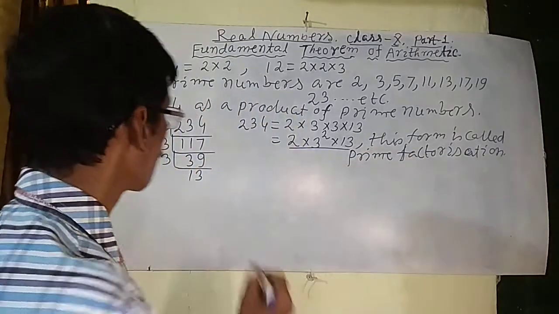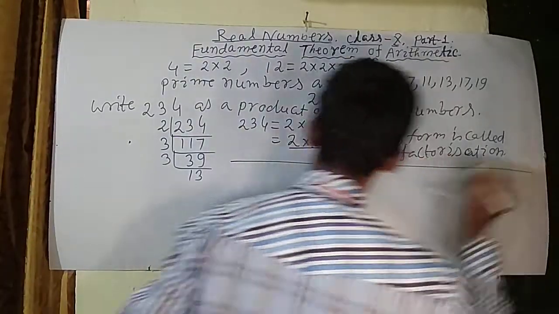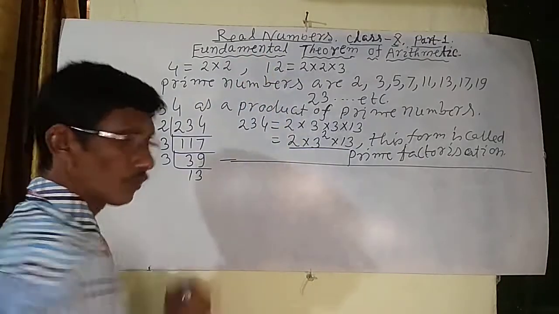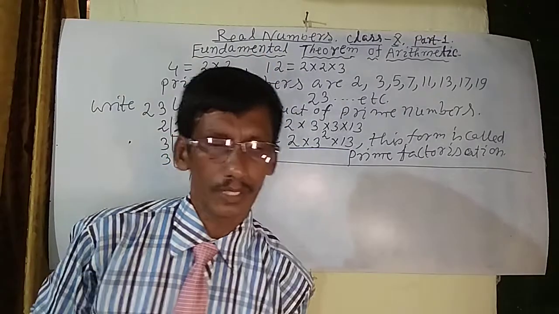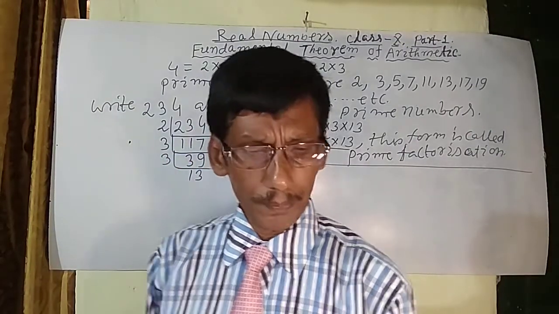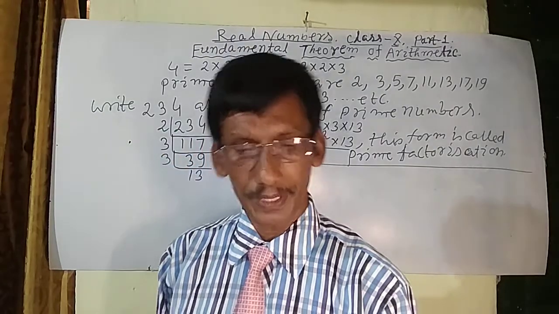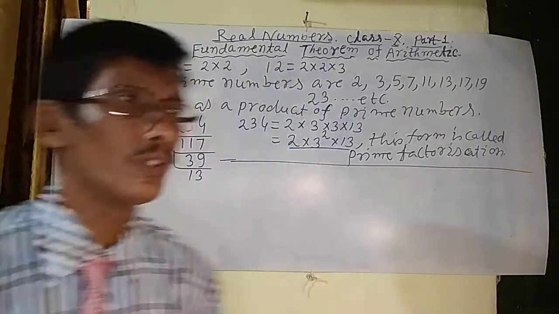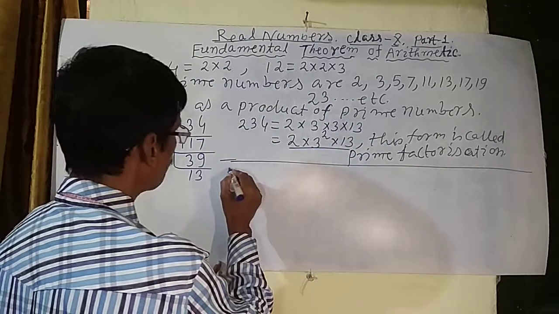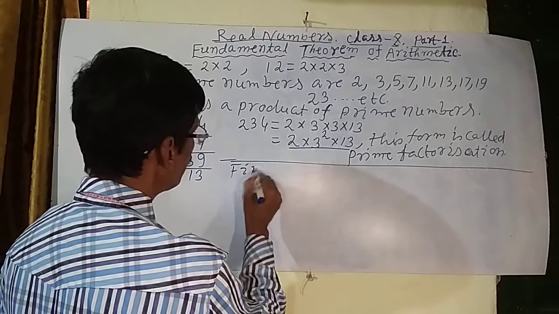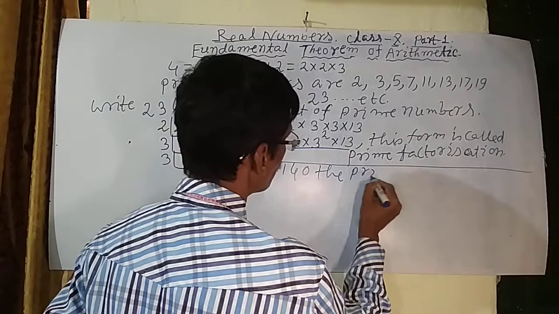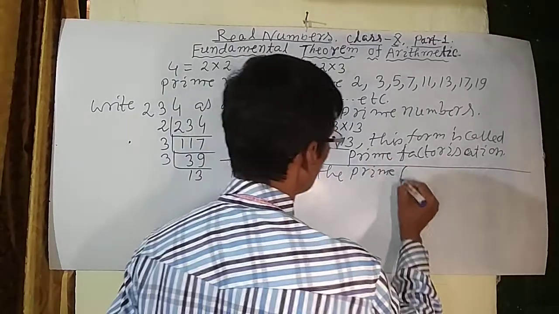Okay. Now, use of the prime factorization. Use of the prime factorization by use of the fundamental theorem. Where do we use it? Using the fundamental theorem of arithmetic, you can find the prime factors of any number. Okay. So use this prime factor. Find the prime factors of 140.